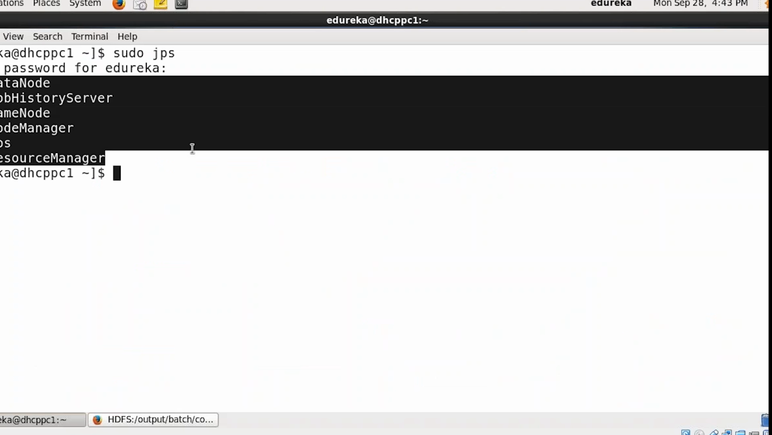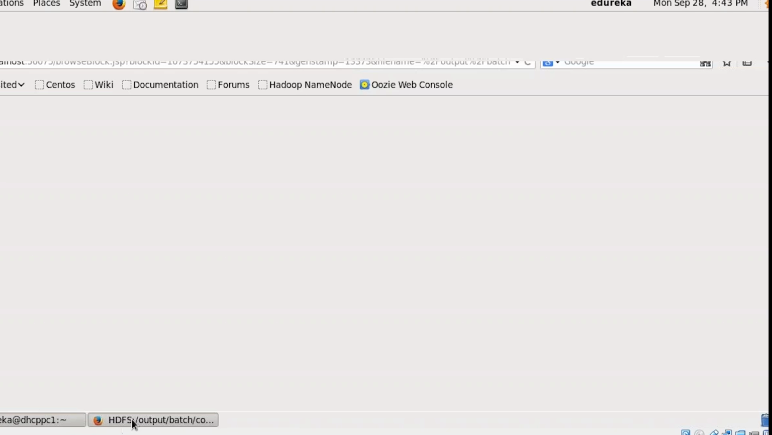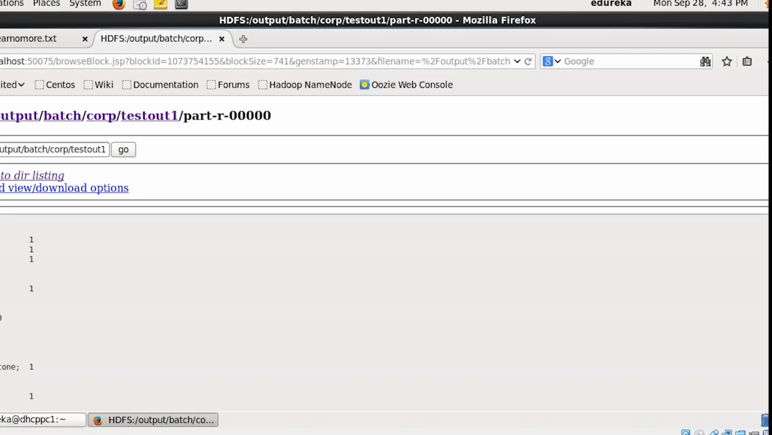And in the pseudo distributed mode, we will be using a file system called HDFS, Hadoop Distributed File System, dividing the data into a number of blocks, everything. But in standalone mode, you can use the local operating system's file system to store the data and to read the data.